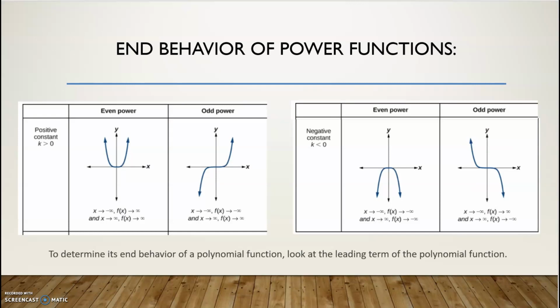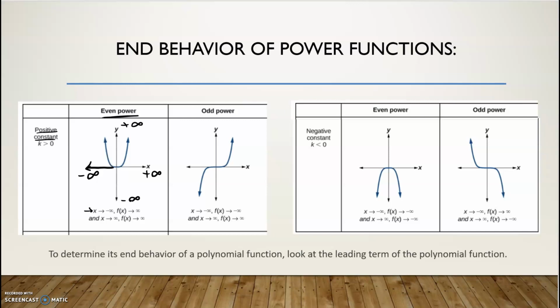Okay, now let's talk about end behaviors of power functions. So if you've got an even power and you have a positive constant, then as x goes to negative infinity, like here, this is negative infinity for x, your y function is going to go towards positive infinity. I'm reading this right here. So this is positive infinity for y. This is negative infinity for y. This is negative infinity for x, and this is positive infinity for x.